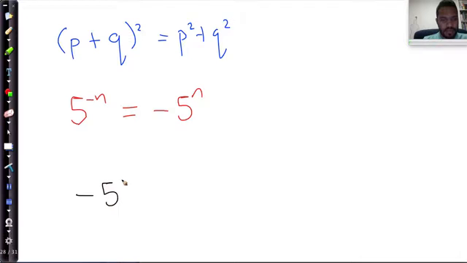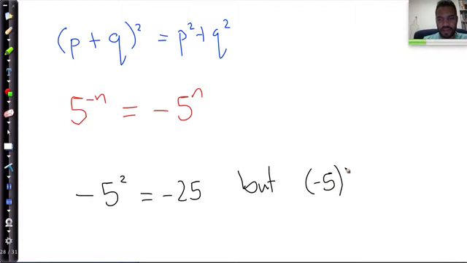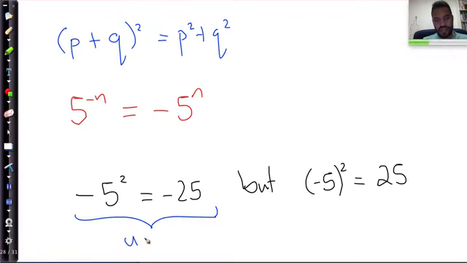Negative 5 squared is equal to negative 25. But negative 5 squared here is equal to positive 25. Just think about that, right? Over here, we need to use BODMAS or BEDMAS, or PEMDAS as some may call it. And over here, you're simply saying negative 5 multiplied by negative 5.